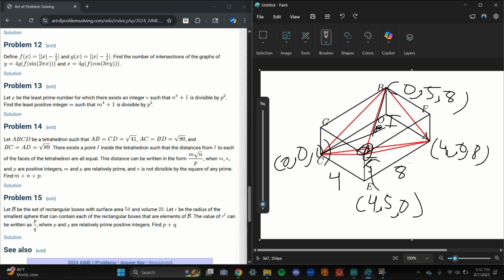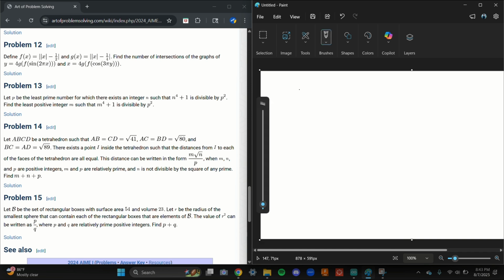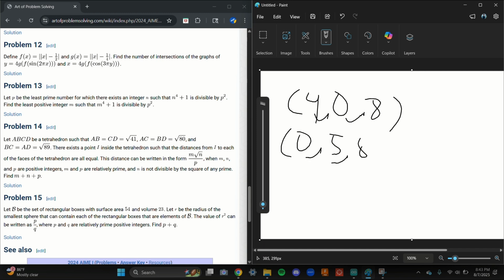So the first step to finding the height of this overall tetrahedron is finding the equation of one of the planes. So let's say we're trying to find the equation of plane ABC. Okay, so let's find the equation of plane ABC. First off, we want to write down the points of this plane. So the points are going to be 4, comma 0, comma 8, 0, comma 5, comma 8, and 0, comma 0, comma 0.